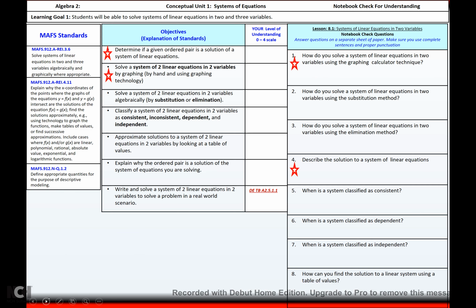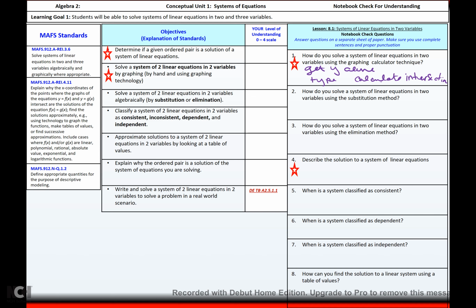Okay? Alright, so how do we use the graphing calculator technique? Get y alone, type, calculate, intersection. You need to use complete sentences, and you need to make this much more detailed, but this is just kind of giving you a little trigger to remember.